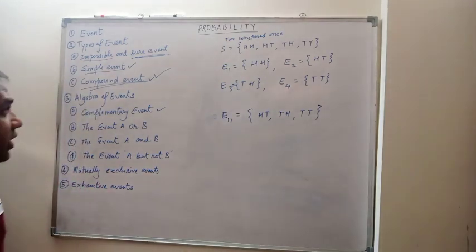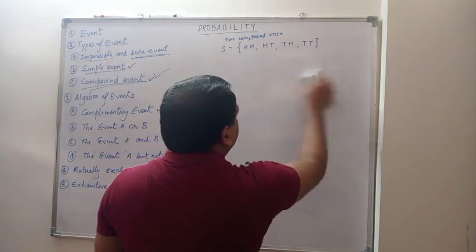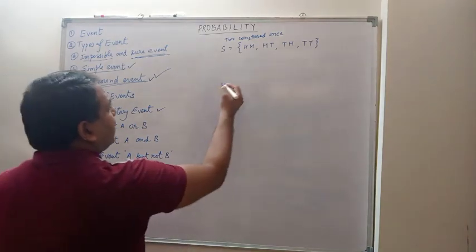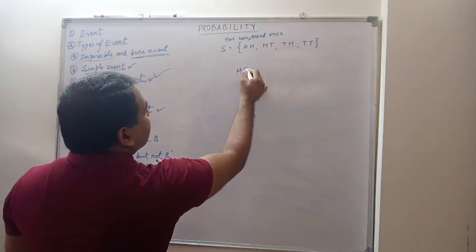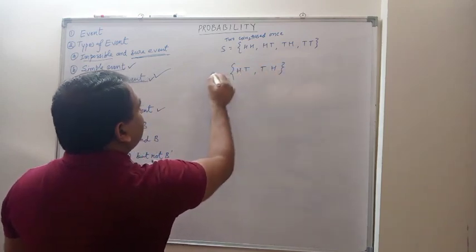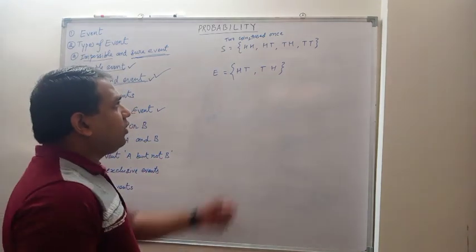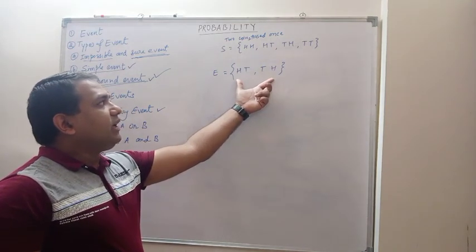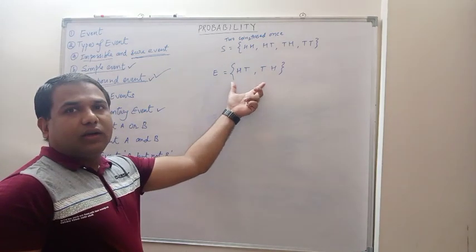So what is a complementary event? If any event is occurring, let us say only one head is required, that is HT and TH. There are two sample points in this event E, and the remaining ones are not there. Only one head is required, which is why you are taking these two as the sample points of your event.